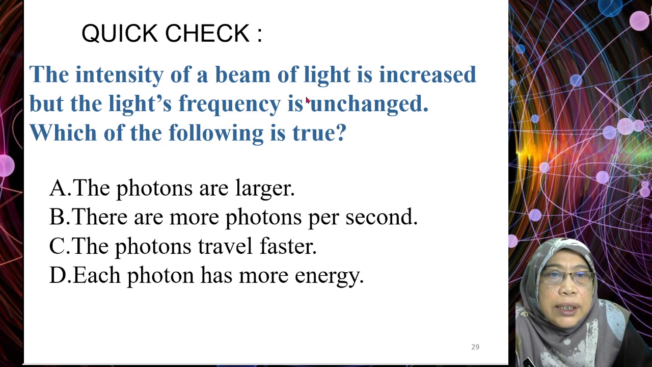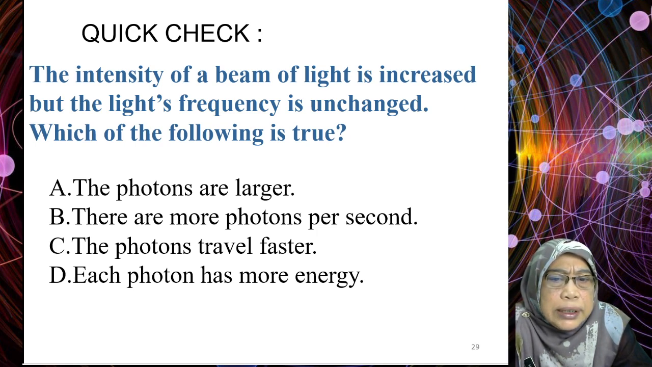And then the next concept, a quick check on whether you understand or not. The intensity of a beam of light is increased, but the light's frequency is unchanged. Keeping the frequency constant, which of the following is true? A, the photons are larger. B, there are more photons per second. C, the photons travel faster. D, each photon has more energy.